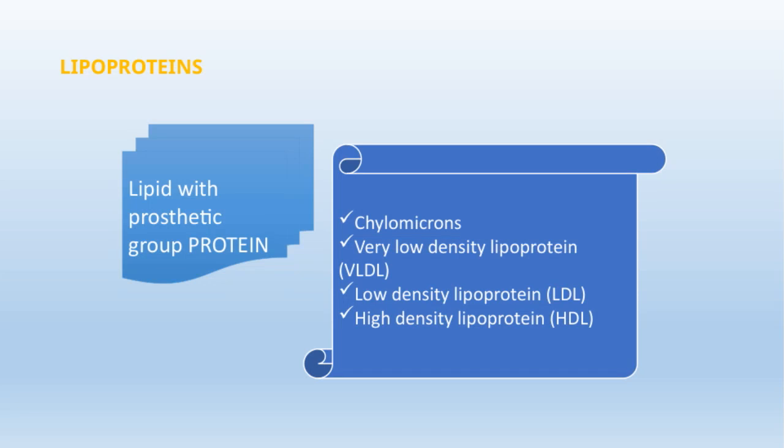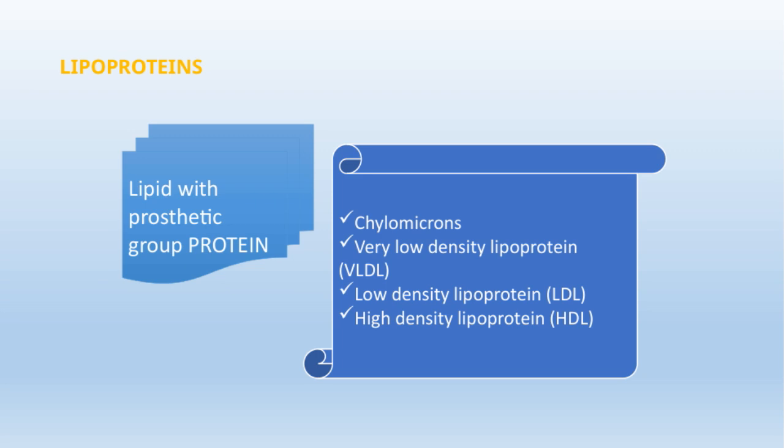Let's talk about lipoproteins, which are essential for transporting lipids through the bloodstream. As you can see on this slide, they are composed of a lipid core with a prosthetic protein group, which helps them interact with cell receptors. This structure allows them to carry fats efficiently to various tissues.